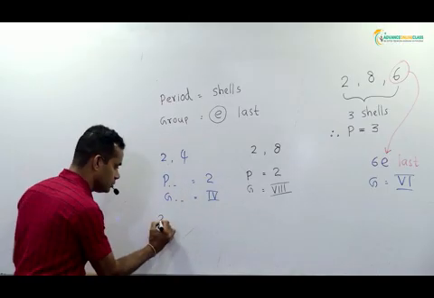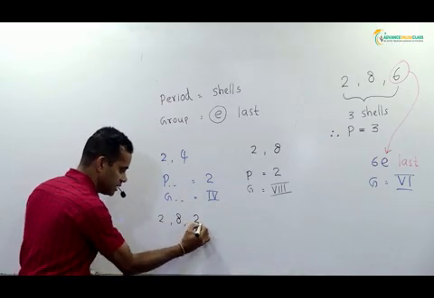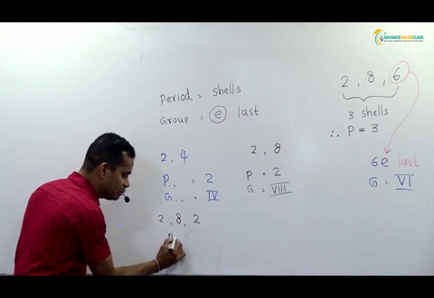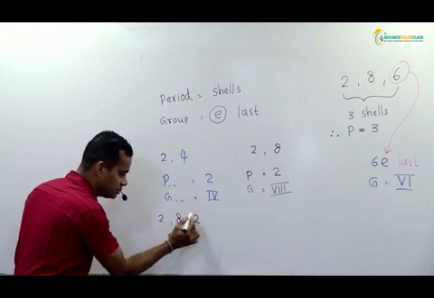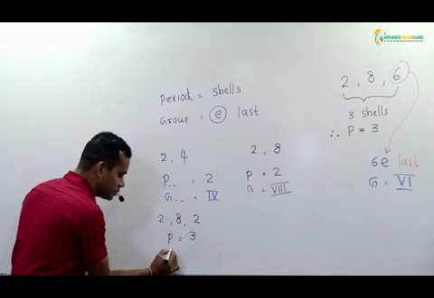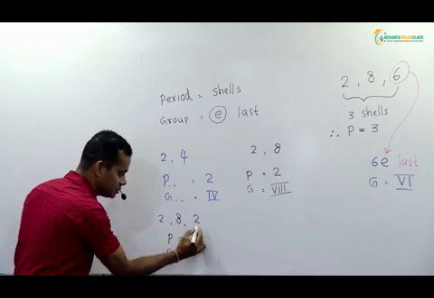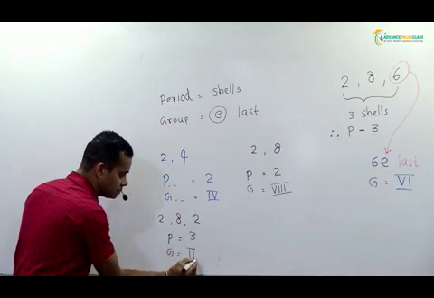2, 8, 2 then. Period is how many shells? 1, 2, 3 shells are there. Group is the electrons in the last shell, 2, Roman 2.